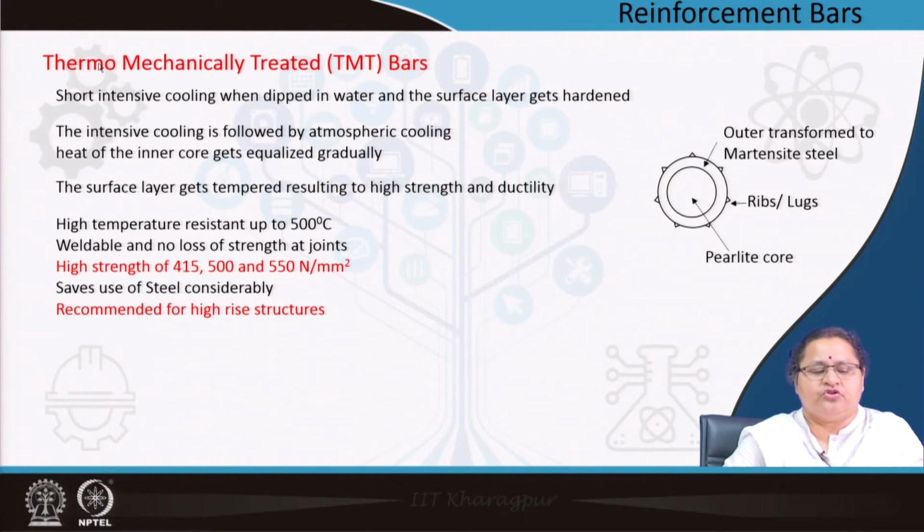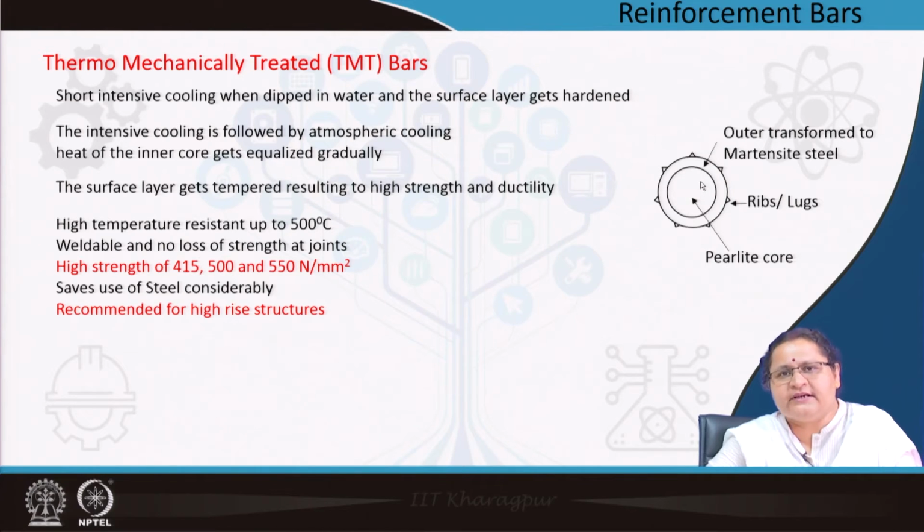What is happening here? Short intensive cooling when it is dipped in water, and then the surface layer gets hardened. So, as I was talking of the different types of steel through the time temperature transformation, here you see I have mentioned two. The outer layer, which gets immediately cooled, gets a crystalline pattern changed, whereas the inner core remains in its original form, that is the pearlite core.